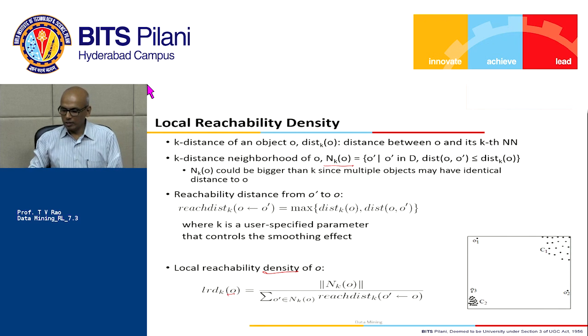So if we come to this example, what we see is that this is clearly an outlier, but in this case O3 will be compared only with the density of the objects within C2. Its 3 nearest neighbors are likely to be these 3 objects which are towards this edge. So it is going to compare the local reachability density of O3 with respect to those 3 objects. Thereby we are going to find that O3 is an outlier.